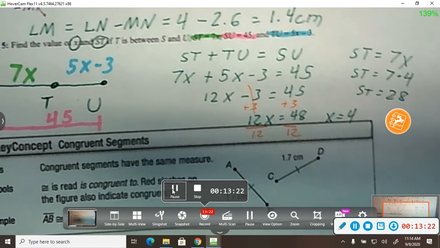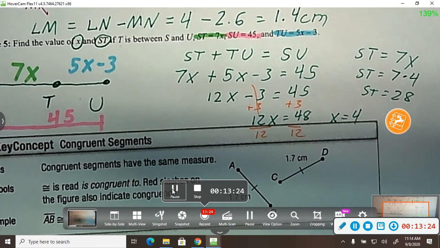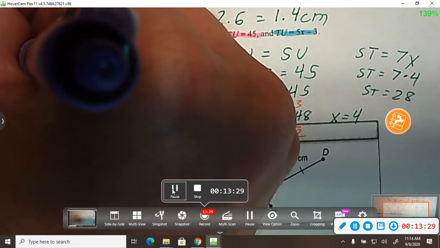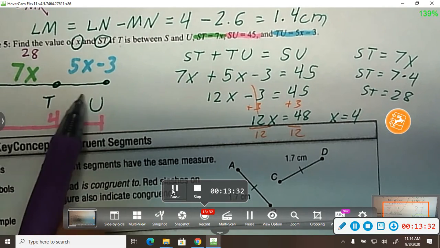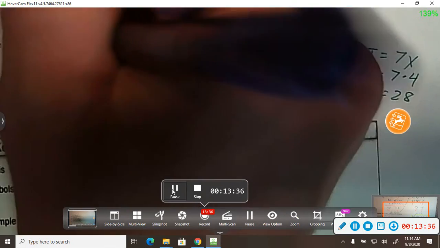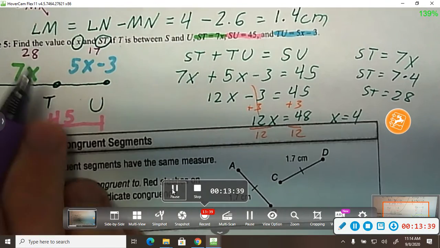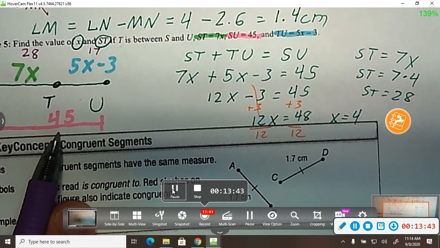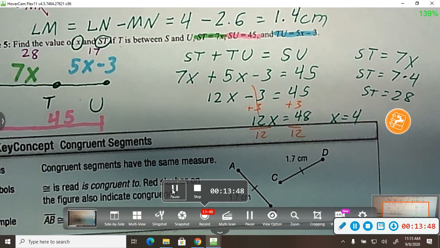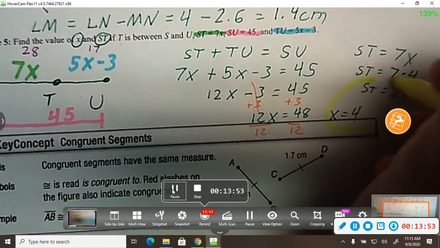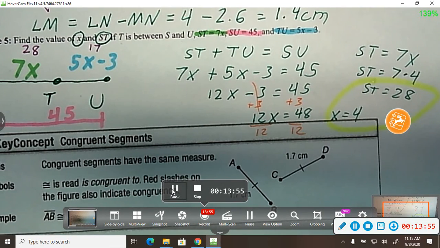Let's see if this works. So if I do this piece here, that'd be 7 times 4, that's 28. And if I plug 4 here, 5 times 4 is 20. 20 minus 3 is 17. Is 28 plus 17 45? Yes. That's a good way to check your answer at the end. So they asked me for 2 pieces of information. Maybe I'll highlight them. They asked me for x. They asked me for ST.